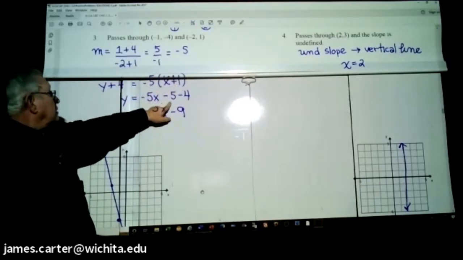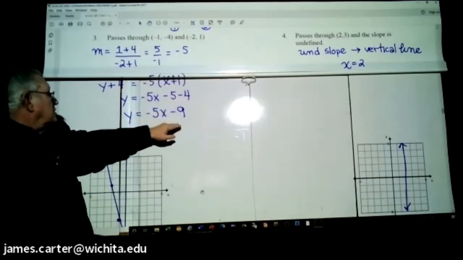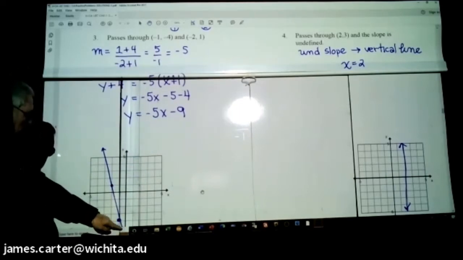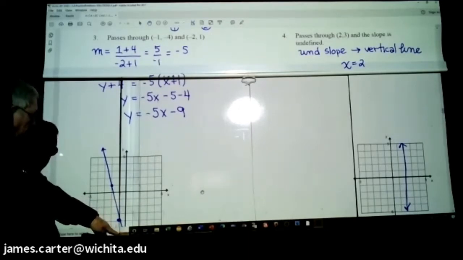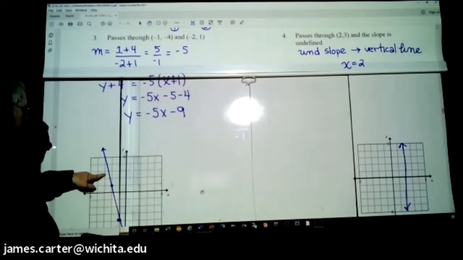They chose point 1, put in the y value, put in the x value, put in the slope. Okay, they distribute the slope, move this 4 over to the other side, and they get y equals -5x minus 9. Okay, down here is 0, -9, and they go over 1 and up 5, over 1 and up 5, and over 1 and up 5.